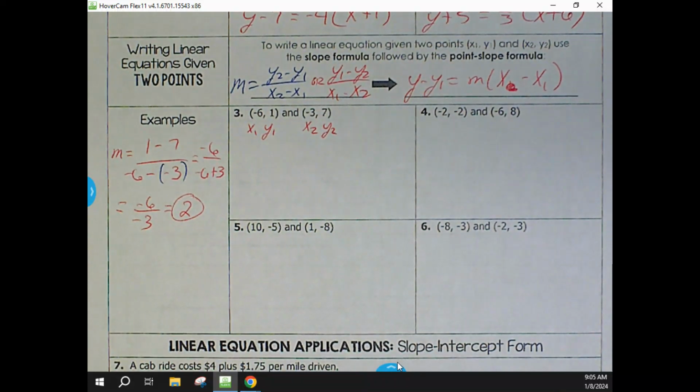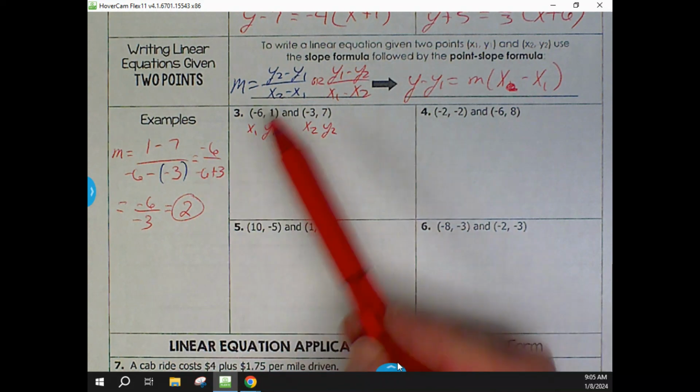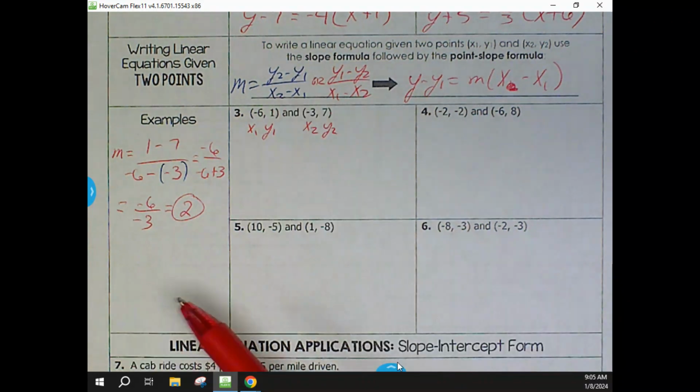Okay. And again, the only difference is if you had used the blue formula here with y2 minus y1, x2 minus x1, instead of being -6 over -3, it would have been +6 over +3. Still get you 2. So all it's going to do is just change up the signs for the numbers that you have here.